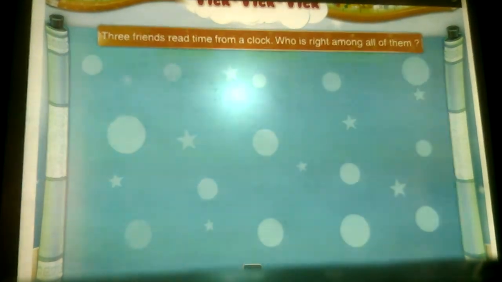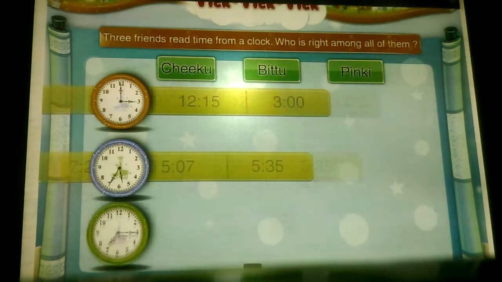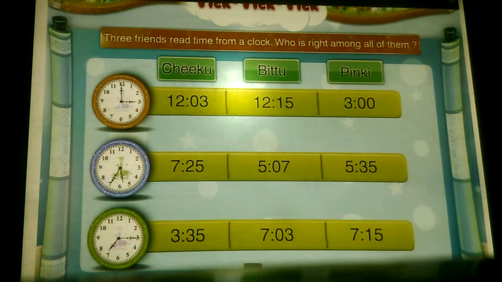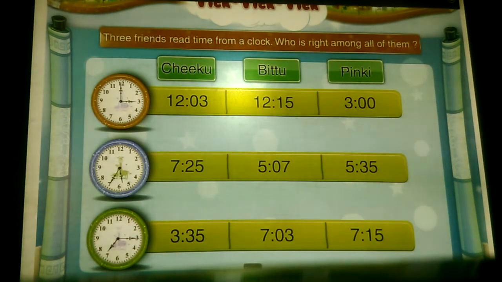Practice time. 1. 3 friends read time from a clock. Who is right among all of them? Here, in the first clock, the small hand is at 3 and the big hand is at 12. Here, the time is 3 o'clock. So Pinky's answer is correct.